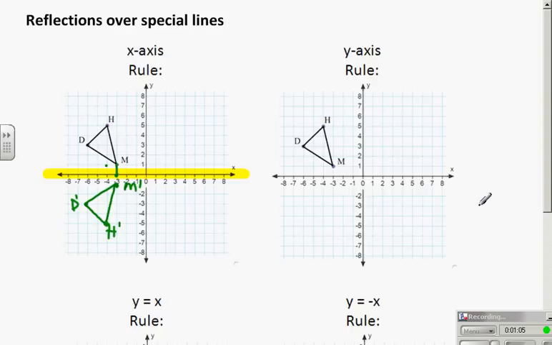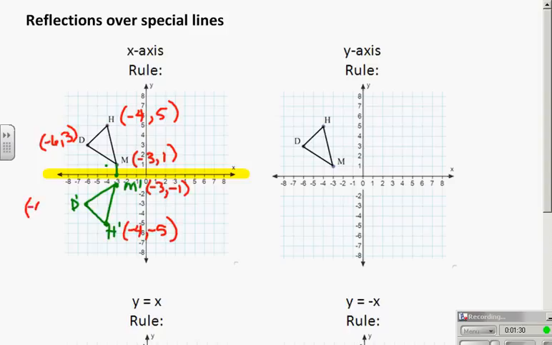So let's take a look at our coordinates and see if we can find a pattern. H is at -4, 5. D is at -6, 3. And M is at -3, 1. Now M prime ends up being -3, -1. H prime is at -4, -5, and D prime is at -6, -3.